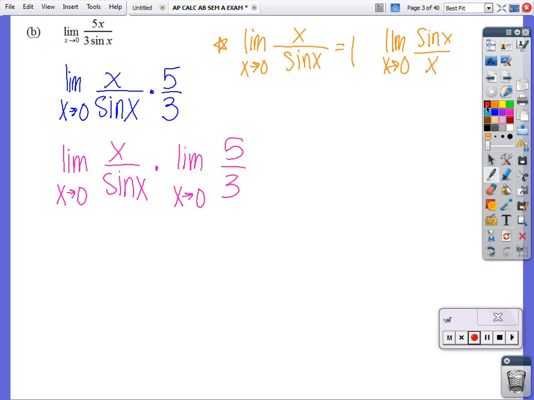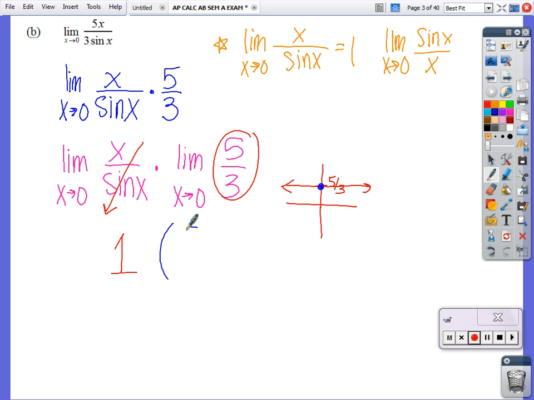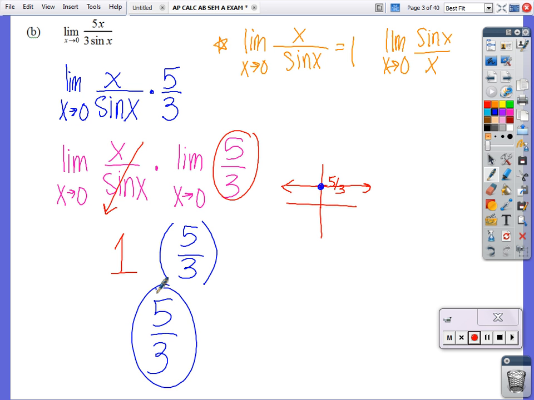Now, you can break apart functions by multiplication and then take the limit of each piece. So in this case, we know the limit is 1. In this case, 5/3 is a constant function. So it literally is a function that stays flat at 5/3. The limit as x goes to 0 would be this point right here, which is itself. So really, you end up with 5/3 again. The limit of any constant is always itself. So the answer to letter B would be 5/3.